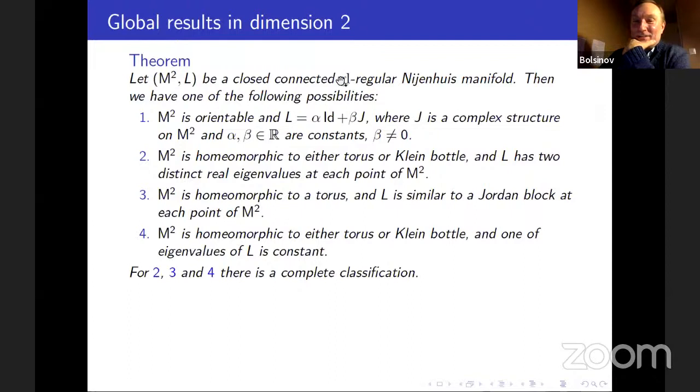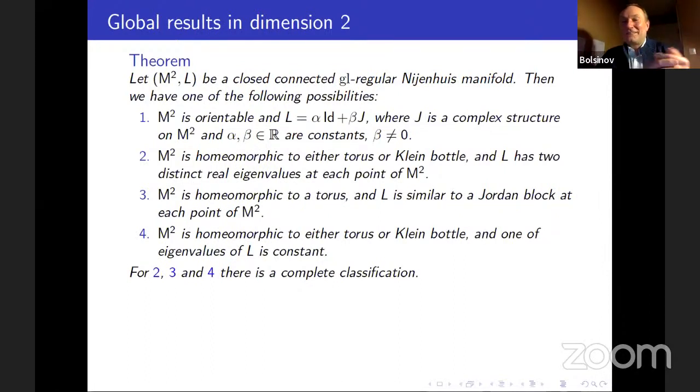In the case of GL-regular operators, we have a complete description on closed manifolds. This theorem also explains all possibilities of how GL-regular Nijenhuis operators may behave on closed two-dimensional surfaces. The first case is easier to understand, but let's look at it. If you have an orientable two-dimensional manifold, then of course it admits a complex structure. The complex structure is a Nijenhuis operator. So what else could you do?